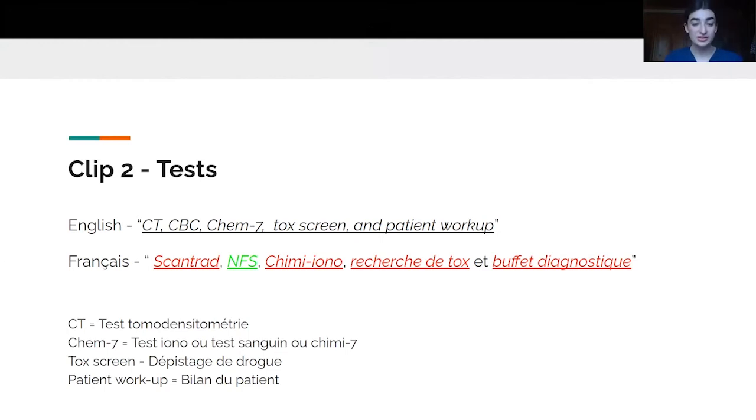CT would directly translate to test tomodensitométrie. Chem 7 would be either test iono ou test sanguin ou chimie 7. Tox screen would be a dépistage de drogue, and a patient workup would be a bilan du patient.